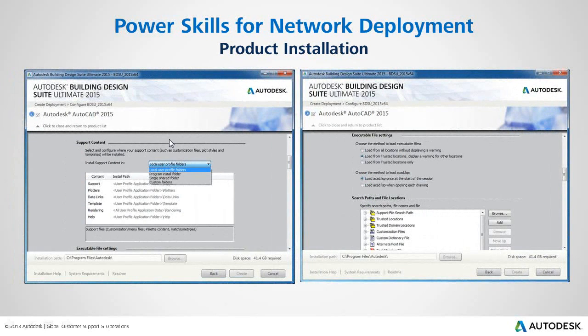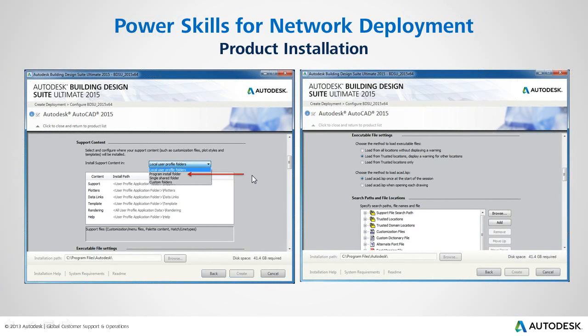The second thing that comes is where to create a support content. This option is not available. These two options are not available when you do the installation right away. So deployment creation gives you the option to modify or alter it. You can select the locations in any way you want to, like custom folders, single share folder, program install folders, or so on.